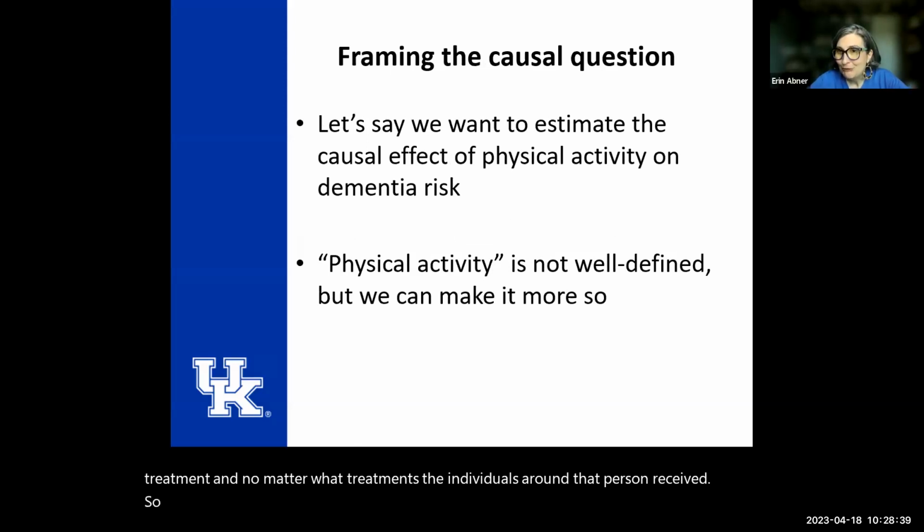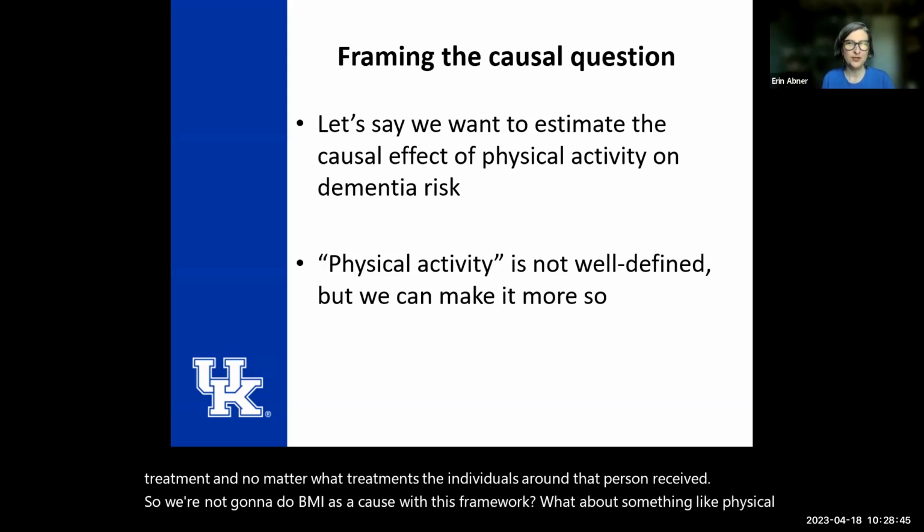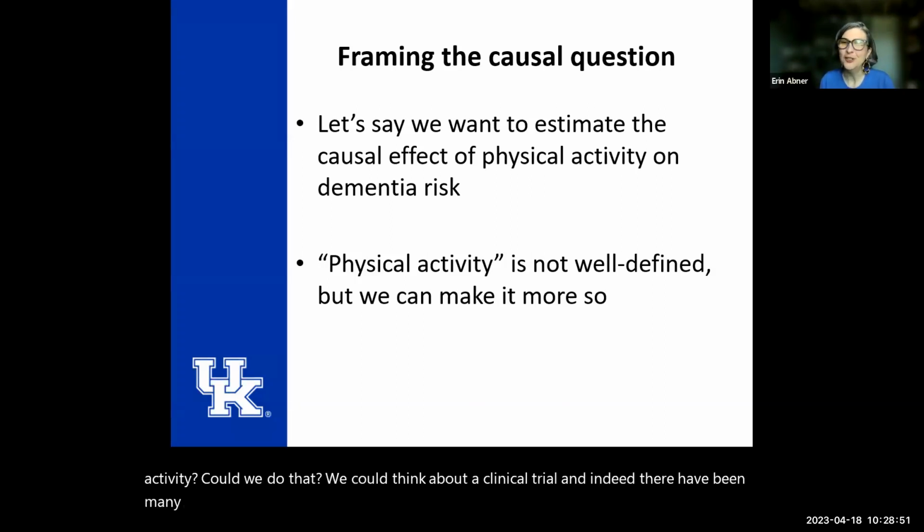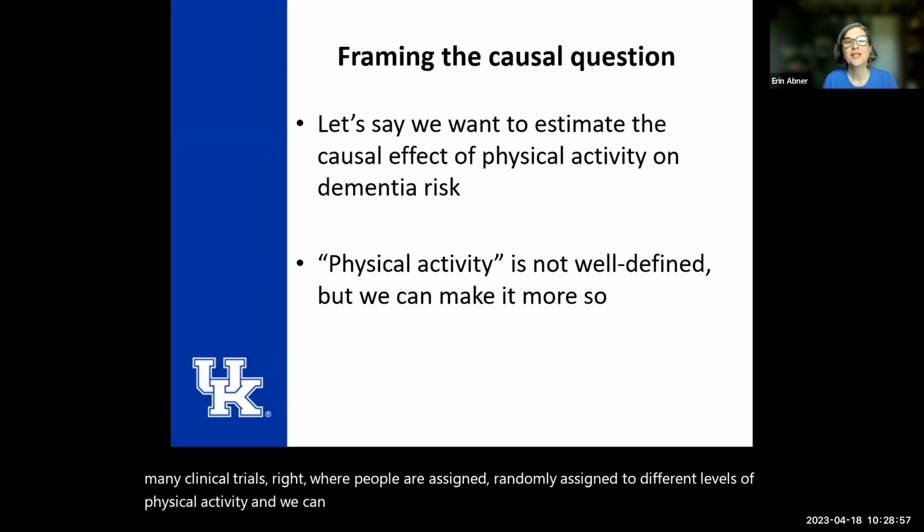So we're not going to do BMI as a cause with this framework. What about something like physical activity? Could we do that? We could think about a clinical trial, and indeed there have been many clinical trials, where people are randomly assigned to different levels of physical activity, and we compare their outcomes.